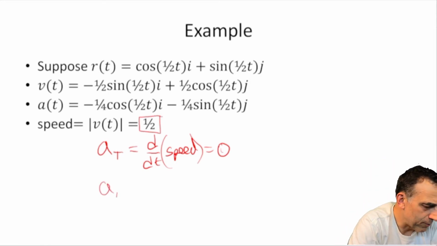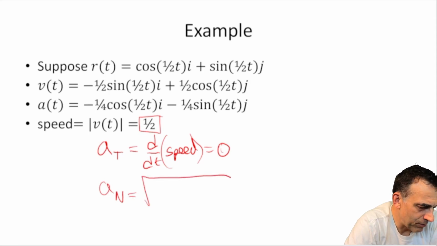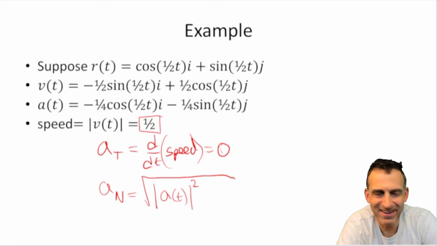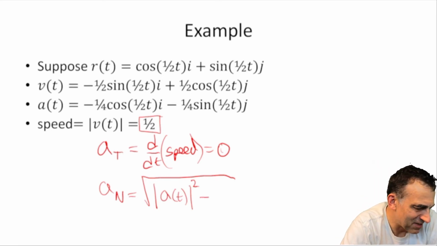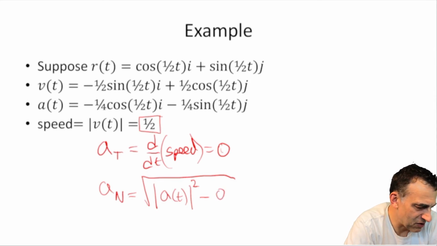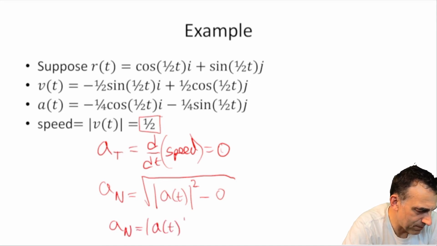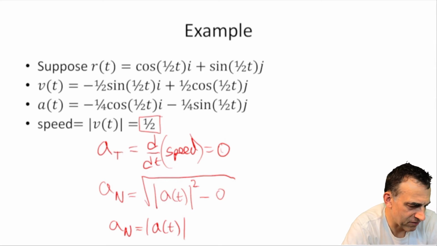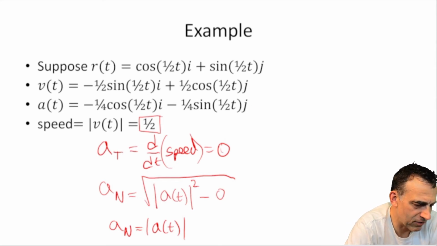The normal component of acceleration will be the square root of the magnitude of a squared, sorry, I had to think for a minute there, minus the a sub t squared, which is 0. So that's also pretty easy. That's just going to equal the magnitude of a of t, because you're doing the square root of something squared. So I just have to do the magnitude of this. So let's go ahead and do this.